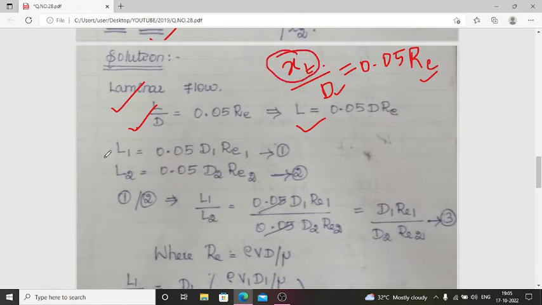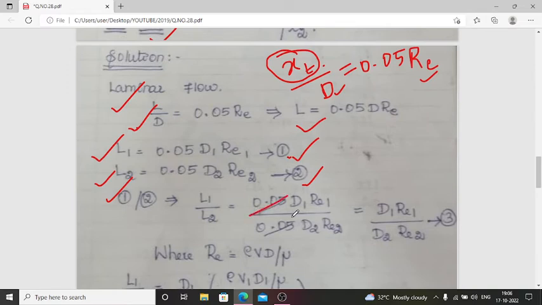So we have two pipes. For pipe 1, L1 is equal to 0.05 into D1 Re1. This is equation number 1. For pipe 2, L2 is equal to 0.05 into D2 into Re2. This is equation 2. So here we have two expressions, equation 1 and equation 2. Divide these two expressions. So L1 by L2 is equal to 0.05 into D1 Re1 by 0.05 into D2 Re2. So the common terms are cancelled here.